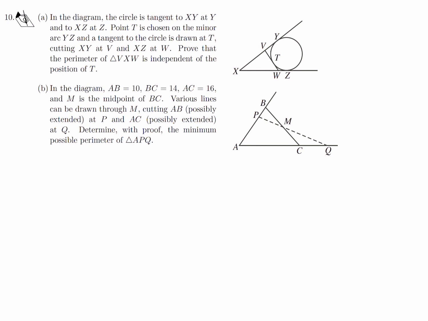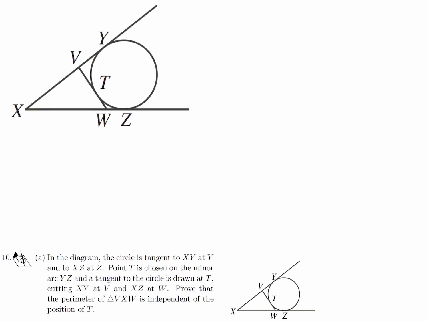Number 10, in the diagram, the circle is tangent to XY at Y and to XZ at Z. Point T is chosen on the minor arc YZ, and a tangent to the circle is drawn at T, cutting XY at V and XZ at W. Prove that the perimeter of triangle VXW is independent of the position of T.